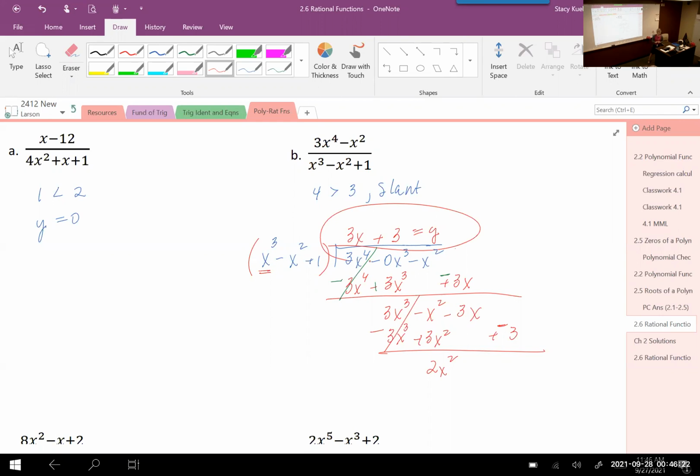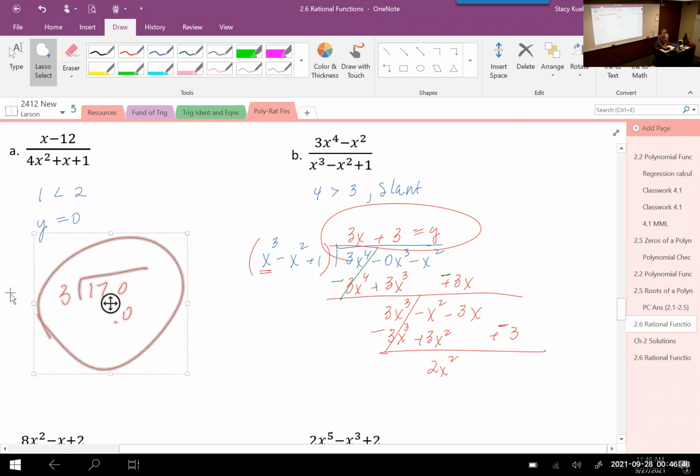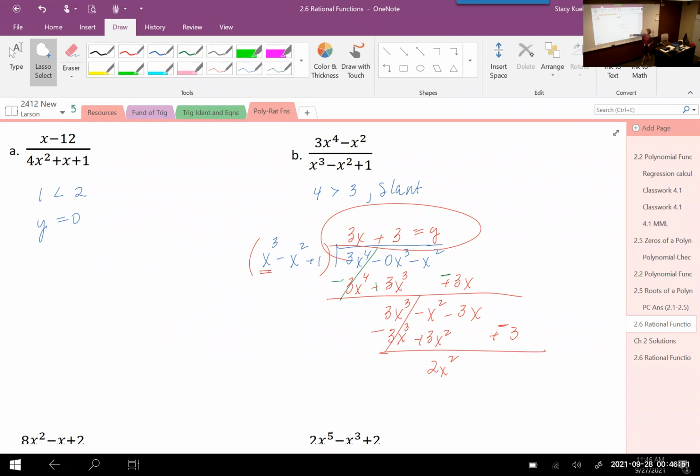So 2x squared is less than x cubed minus x squared. So if you did division, right, if I did 3 into 17, that's when you kind of end up with decimal values, right? Do some long division to prove it to yourself, but that is what happens. Yes, this is less than what we started with, meaning that it's now a remainder. So 3x plus 3 is the slant asymptote.